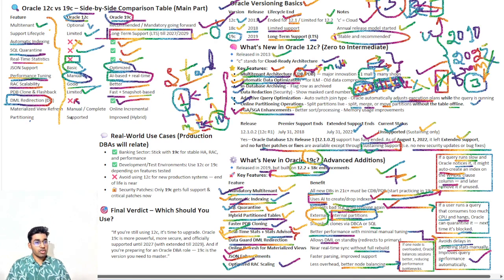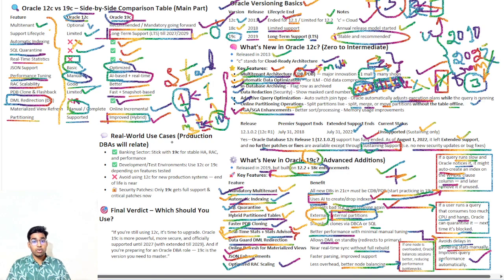Materialized view refresh is done manually here, but in 19c it is done with online incremental refresh. Next we have partitioning. Here we have improved support, with internal and external partitions both, as we saw. Okay, this is the difference between 12c and 19c.